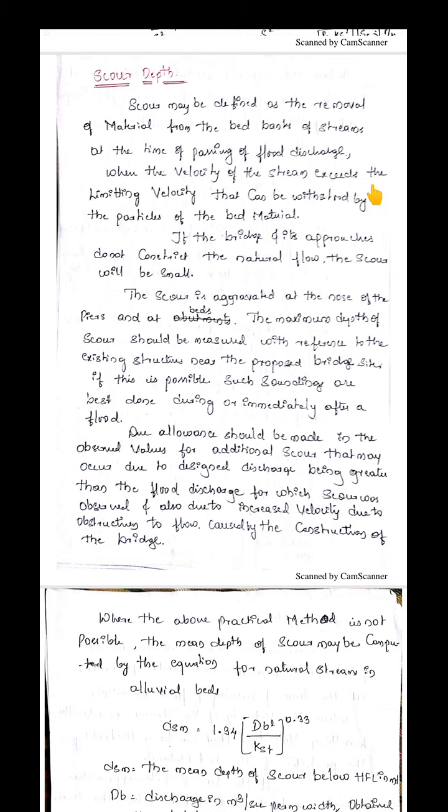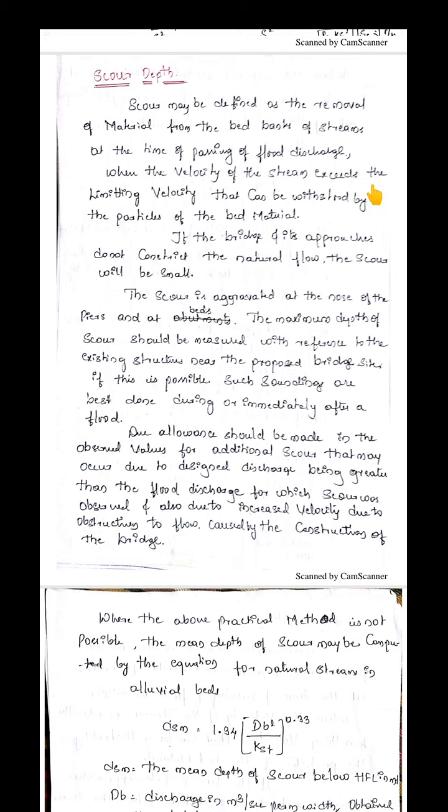So scour means what? Flowing of the soil particles along with the water in the bridge foundation. Clear? Where the velocity of the stream exceeds the limiting velocity that can be withstood by the particles of the bed material. If the bridge and its approaches do not constrict the natural flow, the scour will be small. The scour is aggravated at the nose of the piers and at the bends.